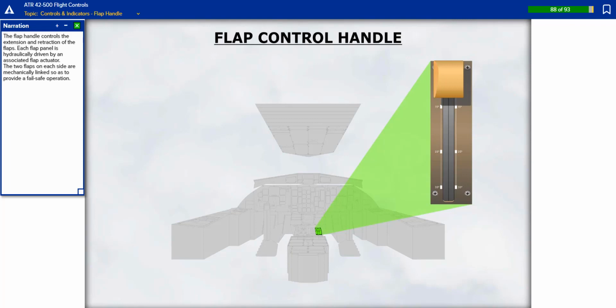The flap handle controls the extension and retraction of the flaps. Each flap is hydraulically driven by an associated flap actuator. The two flaps on each side are mechanically linked so as to provide a fail-safe operation.